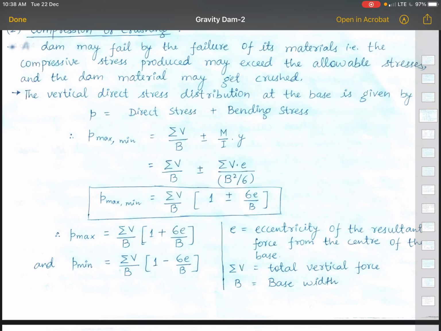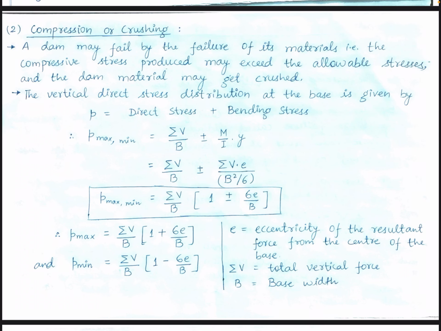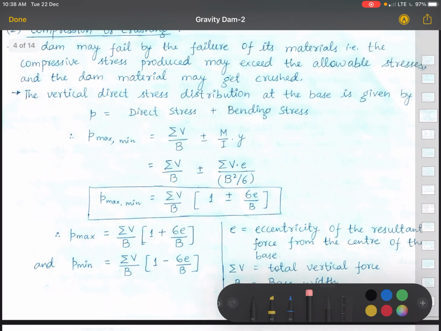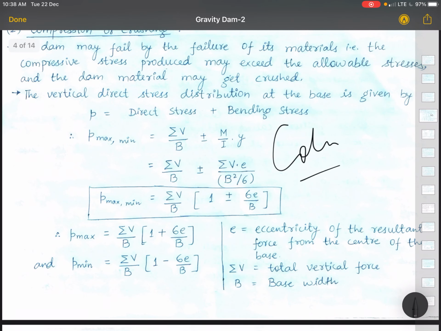Now the second is compression or crushing. A dam may fail by failure of its material, that is, the compressive stress produced may exceed the allowable stresses and the dam material may get crushed. In strength of materials, in columns, we have to check the stresses at the extreme fiber. You might have seen this kind of formula there. If you have not seen it, just go through your column lecture and you will get it.